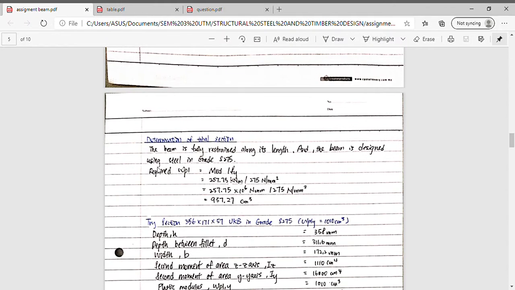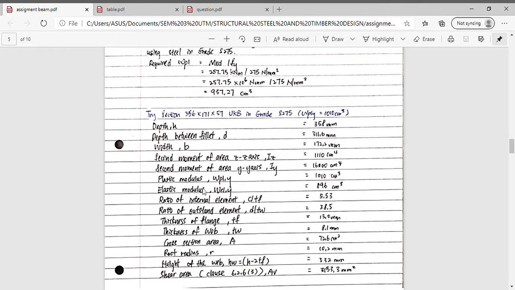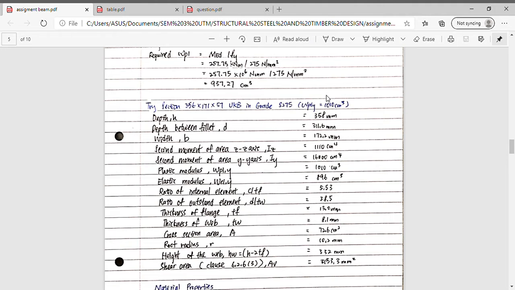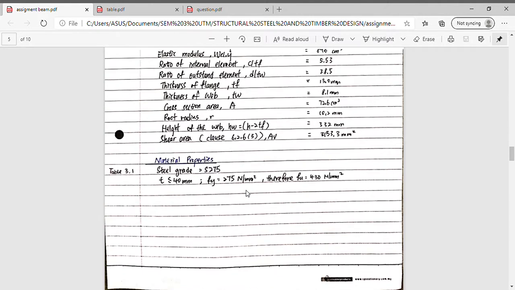So after that, I will determine the trial section by using this formula to get the Wpl, which is the plastic modulus at the y-axis. Okay, and then by using the modulus, I try the section using this, and I list down all the data here.